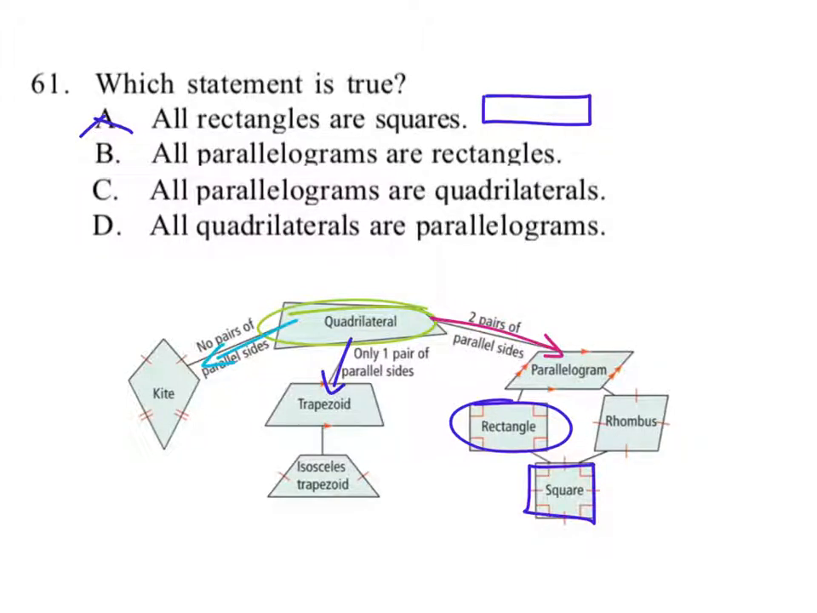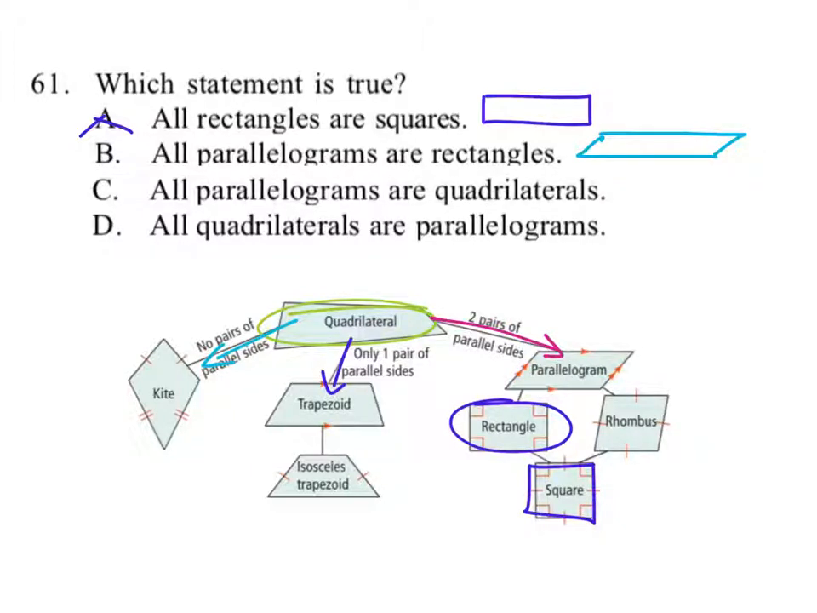Okay. All parallelograms are rectangles. Well, no. Rectangles is a more specific group, so you can be in the more general group without being in that specific group. All parallelograms are rectangles? There's a counterexample for that.